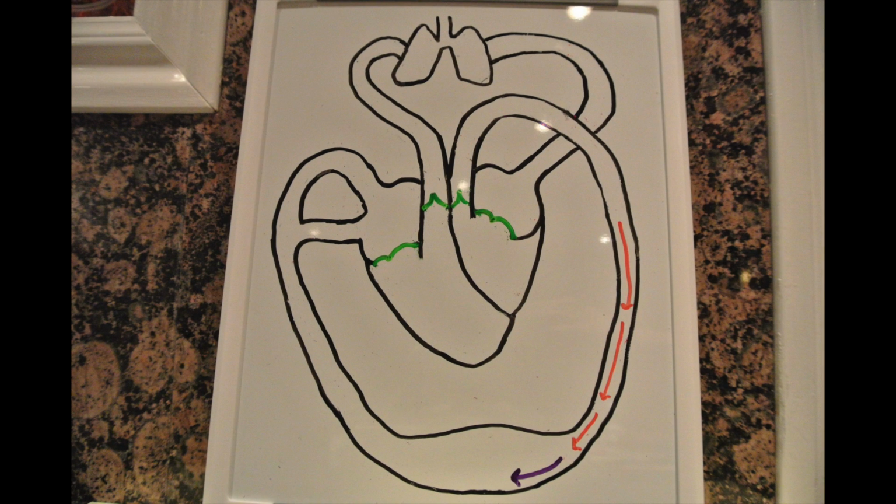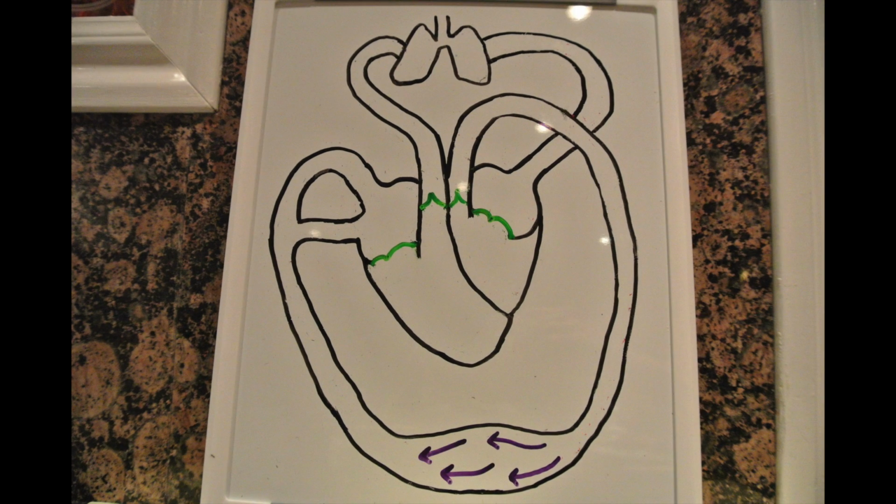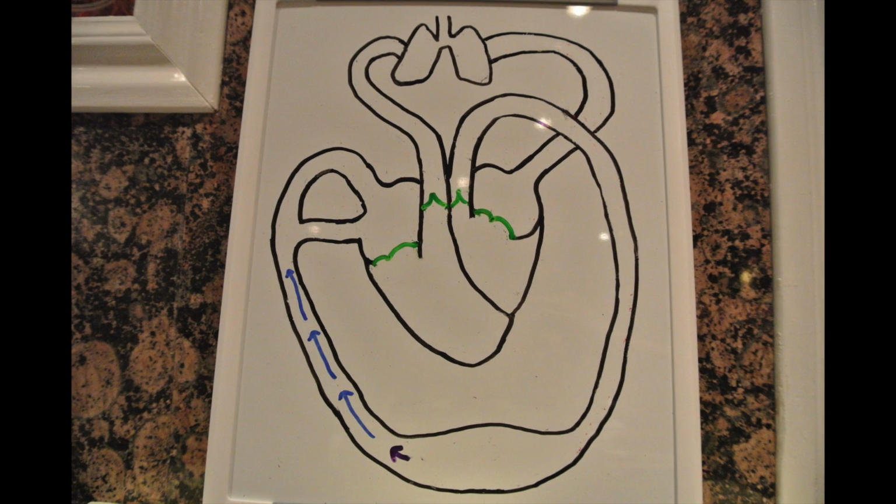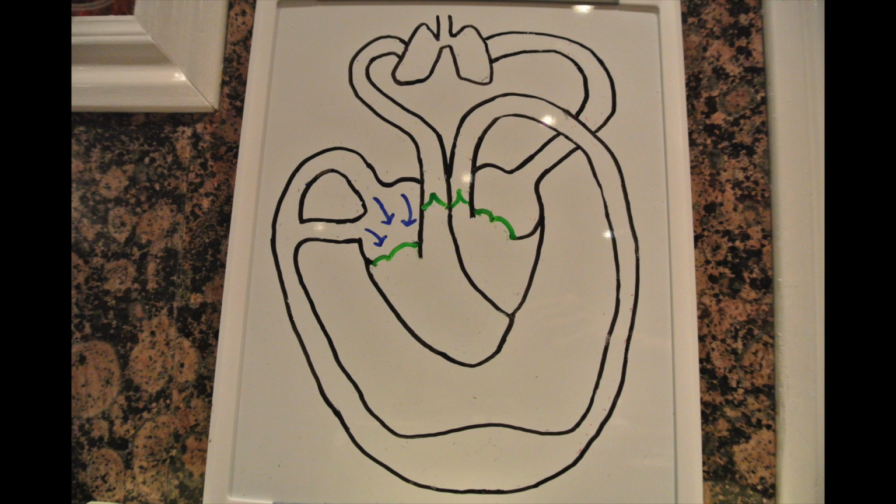The oxygen-rich blood then travels throughout the body to the organs and tissues, where in the capillaries it undergoes a gas exchange again, picking up CO2 and dropping off oxygen. Then the deoxygenated blood travels through the veins back to the vena cavas and recollects in the right atrium of the heart.